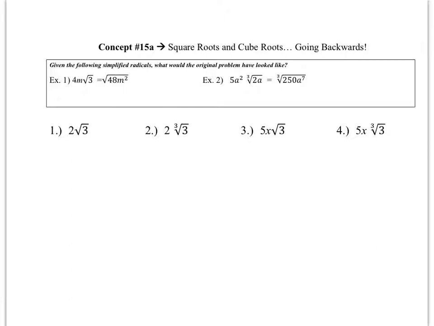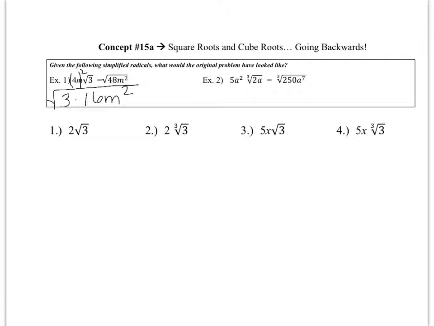So for example, just taking the 4m on the outside, well, imagine that I just squared that 4m. Well, 4 squared is 16, right? And m squared is m squared. Well, what was already inside the radical was a 3. So inside that radical was already a 3. I'm putting back in 16m squared. So now you just multiply that together, and that's how you get 48m squared.